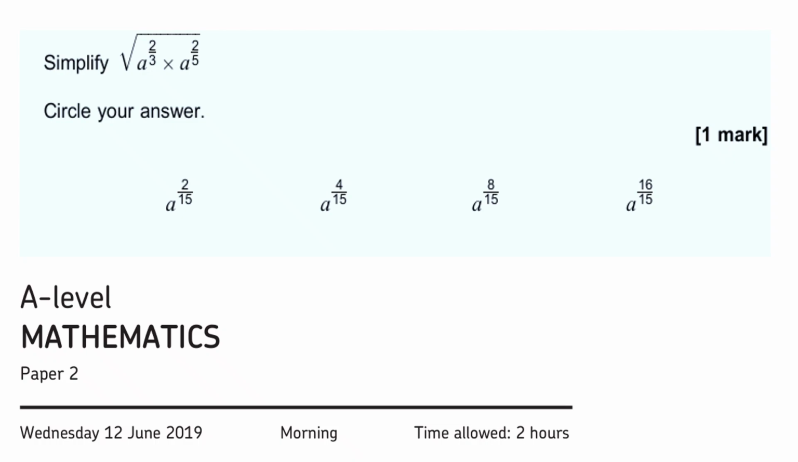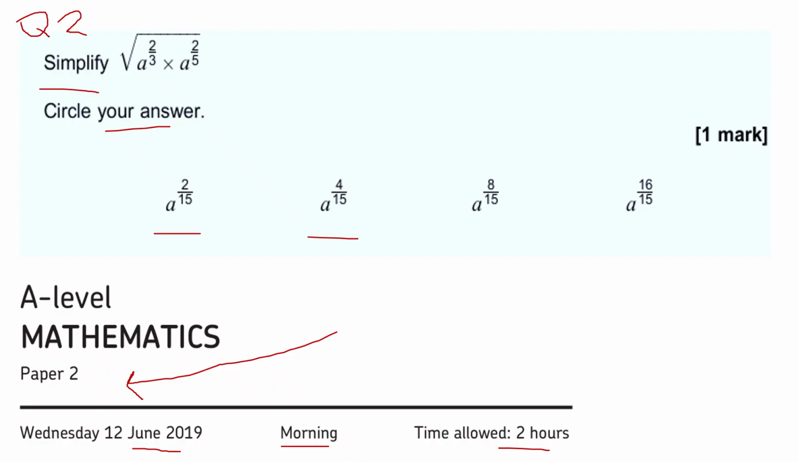This is question number 2 from an AQA A-level maths paper 2, from the June 2019 series. It's worth 1 mark, and it's a paper 2 from the full A-level maths course, so quite a nice question, I think. Simplify the square root of a to the power of 2/3 times a to the power of 2/5. Circle your answer. Is it A, B, C, or D?